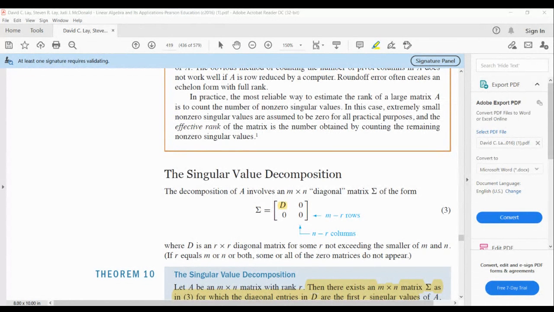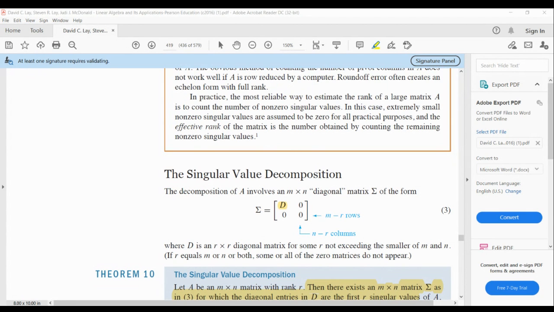Are we showing up good here? Yeah, that matrix D is a diagonal matrix for some value of r. The value of r is equal to the number of positive singular values of A. The singular values of the matrix A are the square roots of the eigenvalues of the matrix A transpose A.